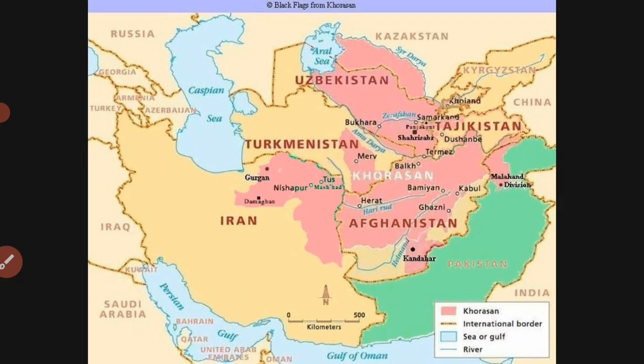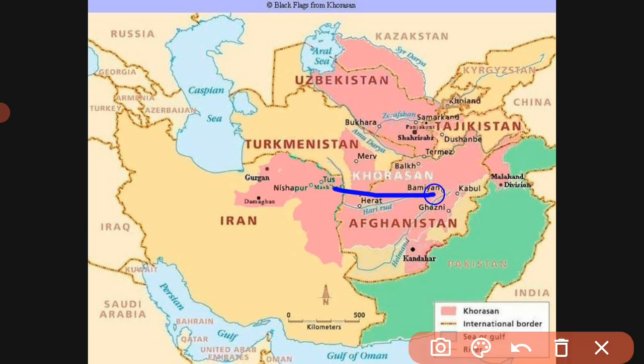Let us see the Khurasan Expedition. To expand the empire, Muhammad bin Tughlaq decided to conquer Khurasan in Central Asia. He raised a large army. Here you can see in Central Asia, this region is the Khurasan region. It is far away from India. Here is India, then Pakistan, then Afghanistan, and then we have the Khurasan region. So it was far away from India.